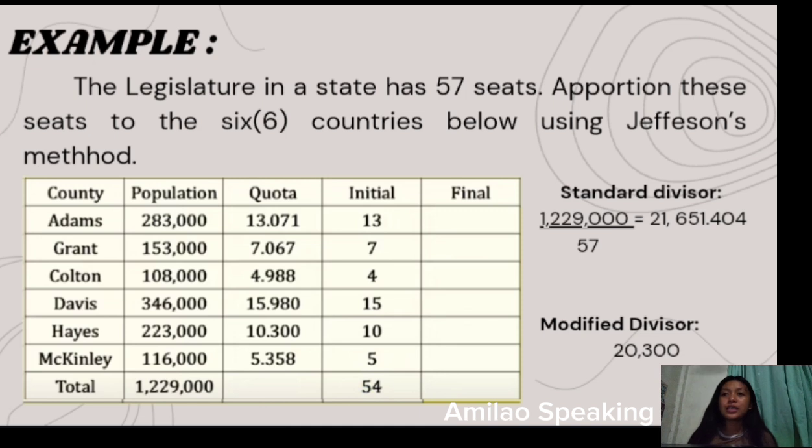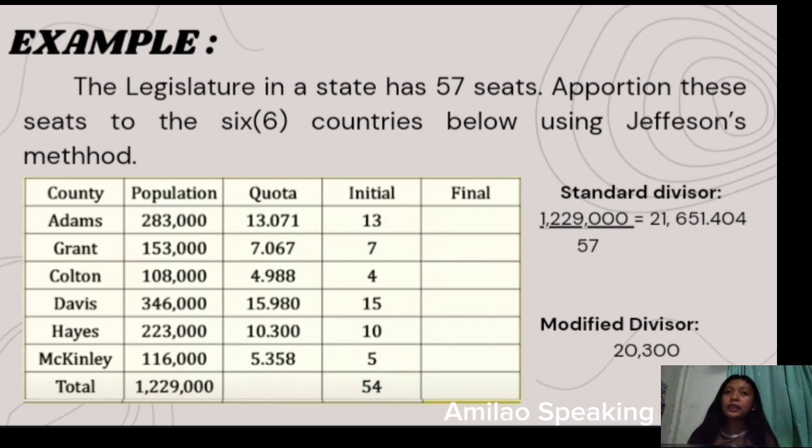As for Davis it is 17.044, so the initial is 17. As for Hayes it is 10.985, so the initial is 10. As for McKinley, the quota is 5.714, so the initial is 5.